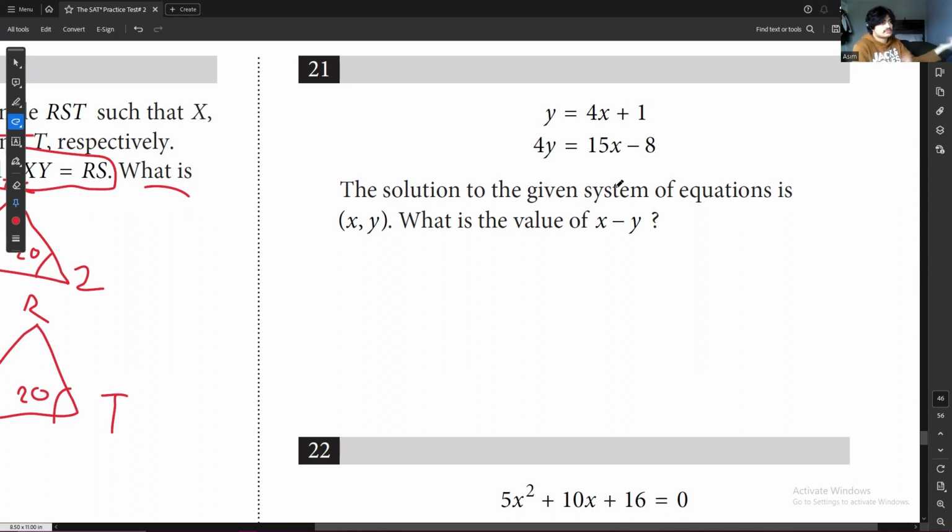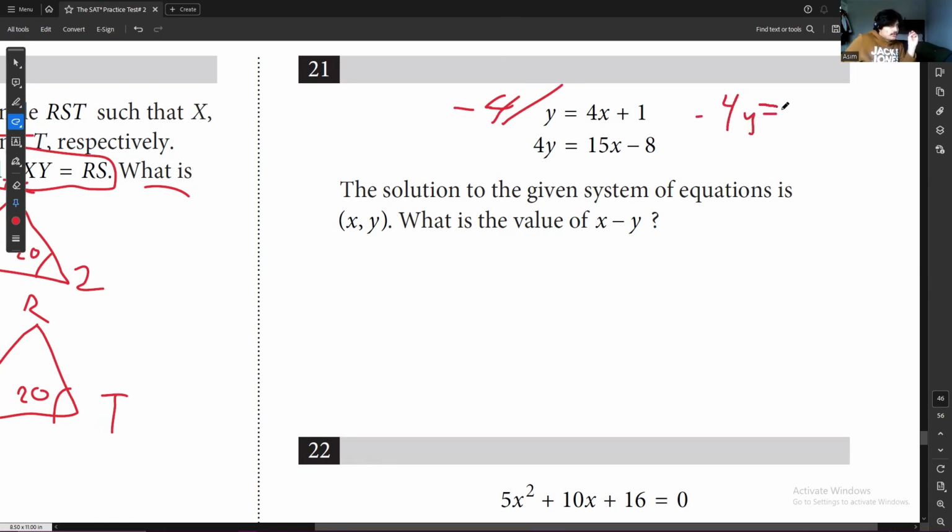So what is the method to get rid of a variable? In the first equation, I want to multiply with -4. If I multiply this with -4, I can just add these two equations together, and then I can get rid of my y. So let me write this down when I multiply with -4.